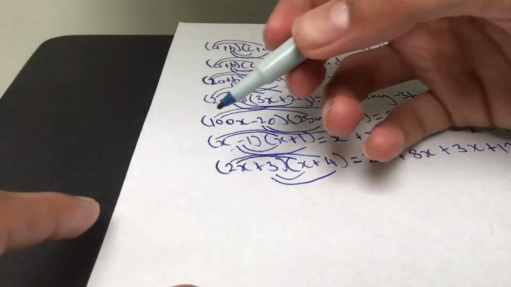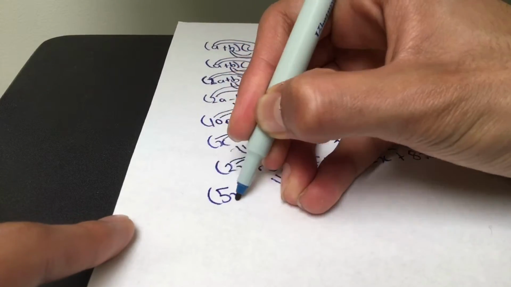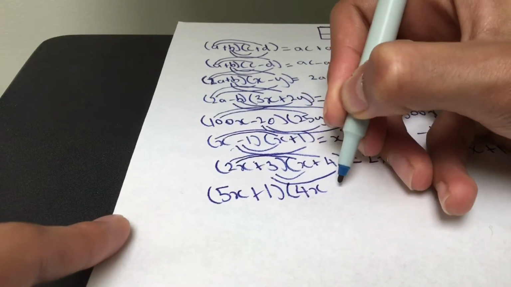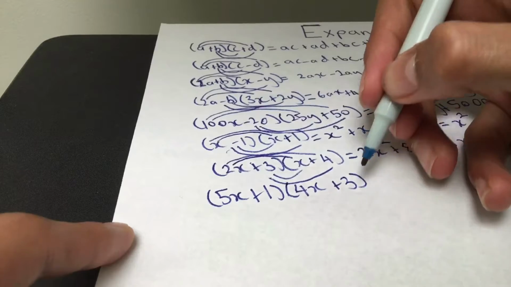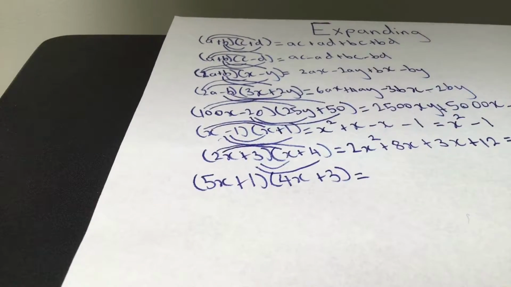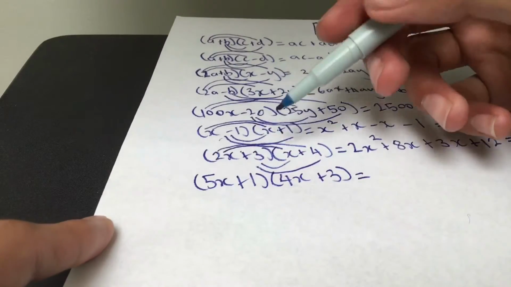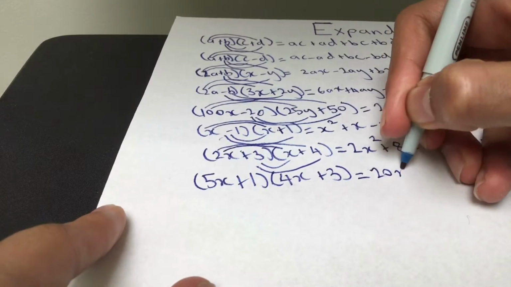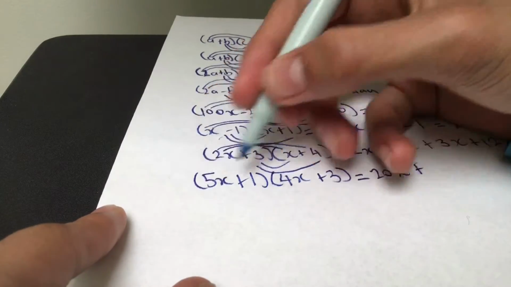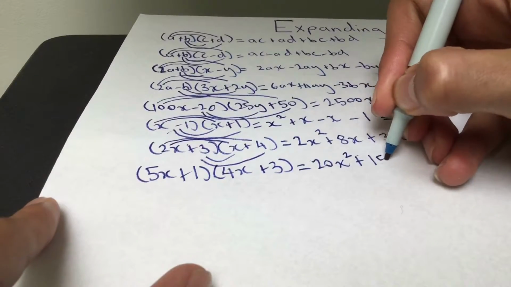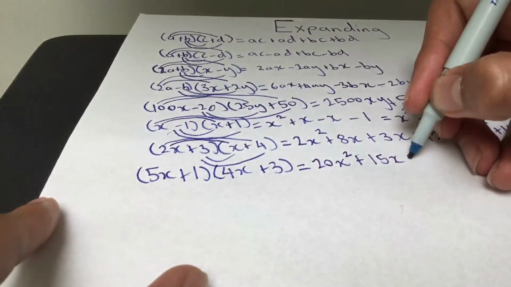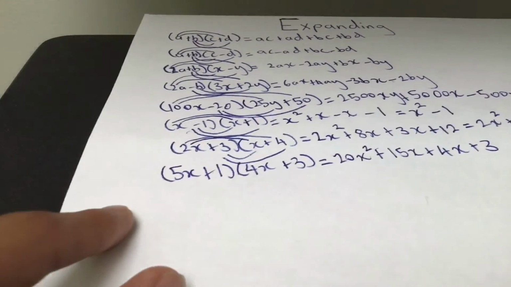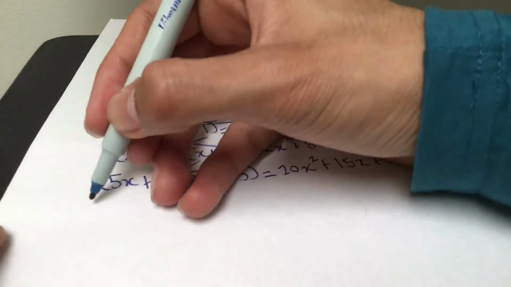Now let's move on to (5x + 1)(4x + 3). Okay, same thing. Now let's do it without putting the lines. So 5x times 4x, 20x squared. 5x times 3, 15x. 1 times 4x is 4x. 1 times 3, it's just 3. Okay, now let's move on to another one.